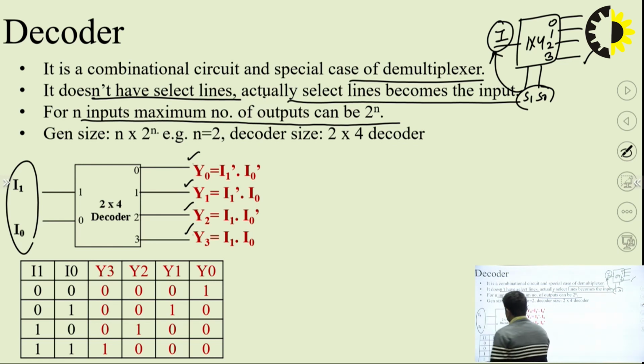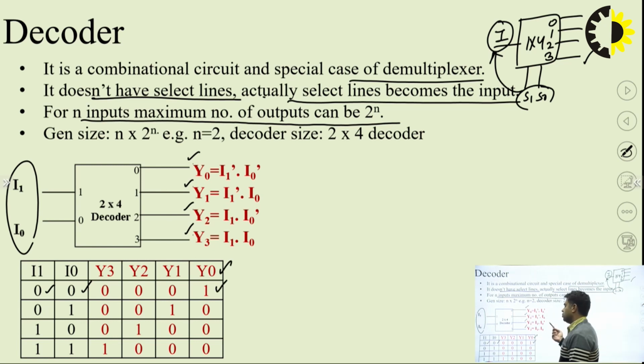So if I place 0, 0 on the input side, then Y0 will be selected and it will be connected to 1. Similarly, if I place 0, 1 at the select line, Y1 will be selected and connected to 1. If I place 1, 0, then Y2 will be selected, connected to 1. Similarly, if I place 1, 1, then Y3 will be selected and connected to 1.